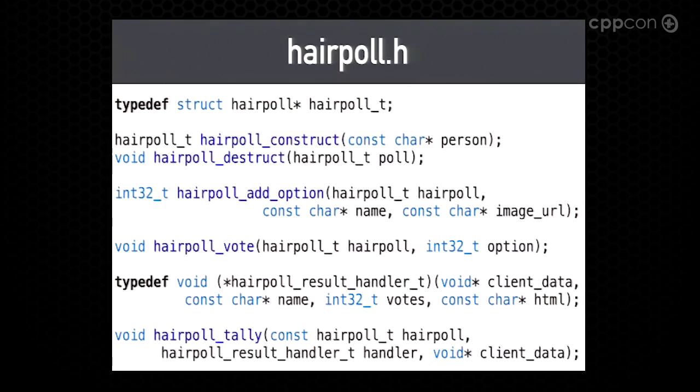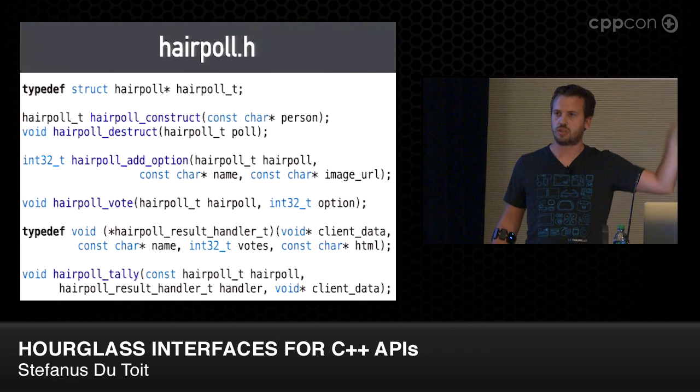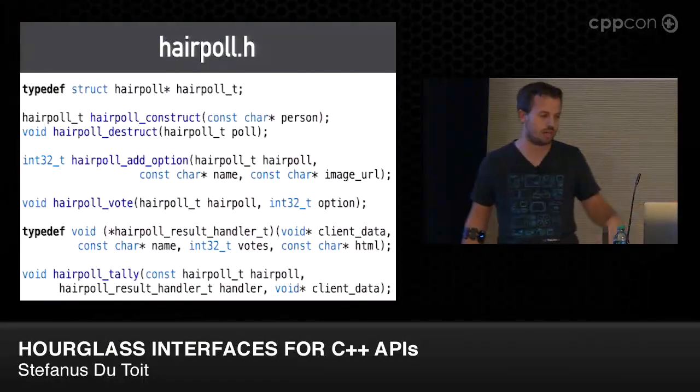So the example library that I'm going to be going through today is called libhairpoll. It's a library for making your own hair-related polls for whatever purposes you might see fit, taking in votes, and then tallying the results up at the end. So this is a slightly boiled down, but more or less accurate version of its header. All of this is code that I've built and run no longer than about 2 hours ago, so it probably still builds and runs.